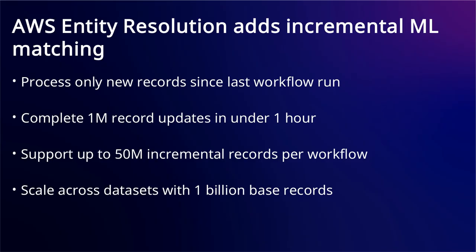With incremental ML-based matching workflows, you can now process only the new records added since your last workflow run. You can complete 1M record updates in under 1 hour, achieving a 95% reduction in processing time while reducing infrastructure costs. You can support up to 50M incremental records per workflow and scale across datasets containing up to 1 billion base records. This makes AWS Entity Resolution viable for continuous, large-scale enterprise workloads that were previously unfeasible. You can start using incremental ML workflows in all AWS regions where AWS Entity Resolution is available.